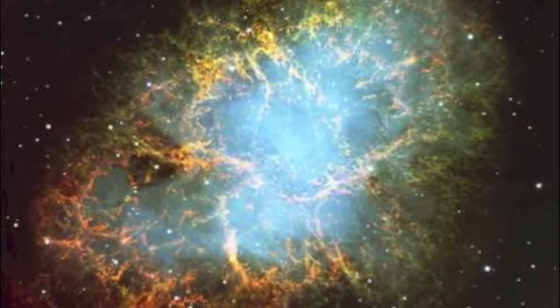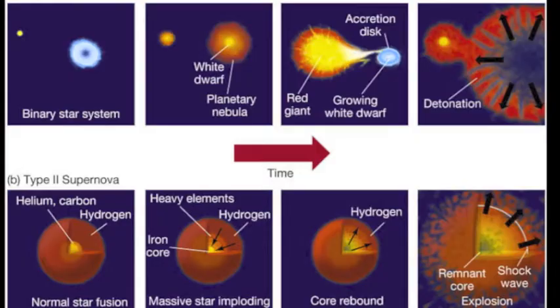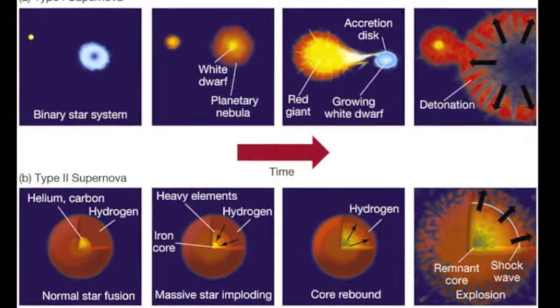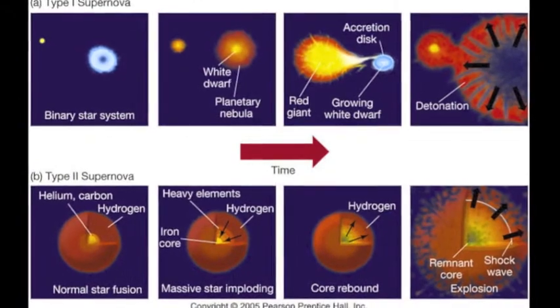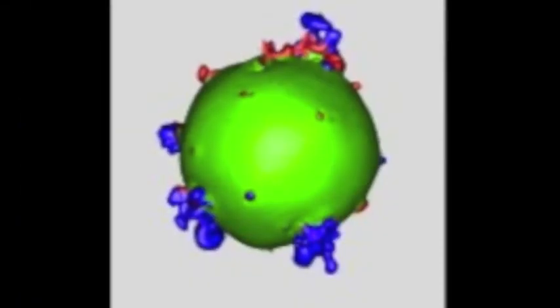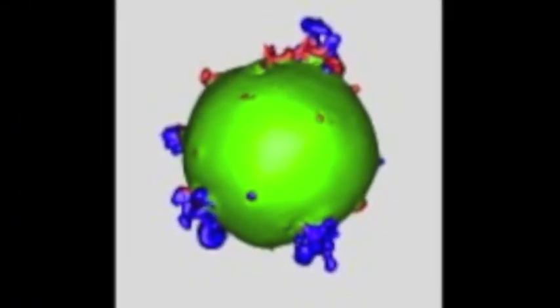Supernovae explosions occur when the core of a star collapses. The gravitational collapse of the core releases enormous amounts of energy. This energy drives the outer layers of the massive star out into space.